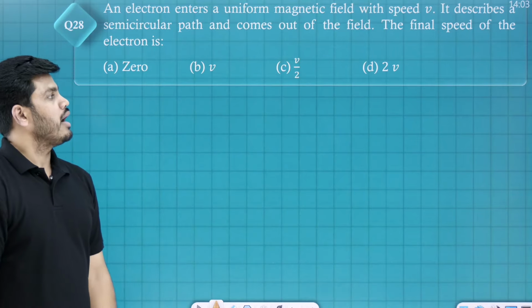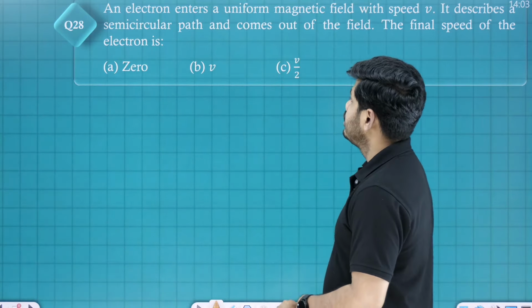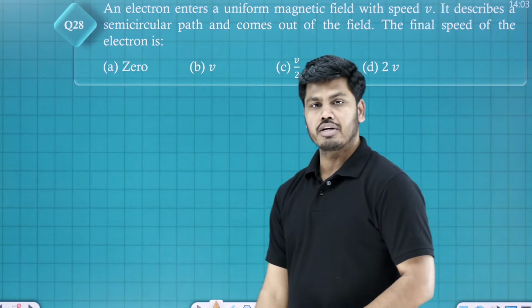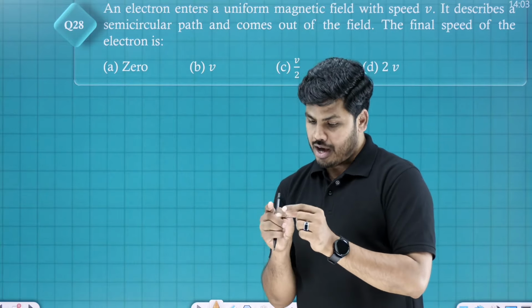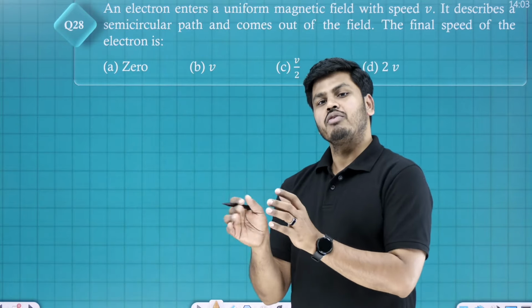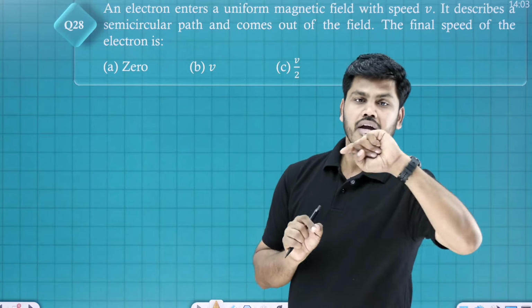An electron enters a magnetic field with speed v. It describes a semicircular path and comes out of the field. The final speed of the electron is. See, you're asked to find out what is the speed of the electron after it passes through a magnetic field. It enters the magnetic field with a speed v. So what will be the speed when it leaves the magnetic field?